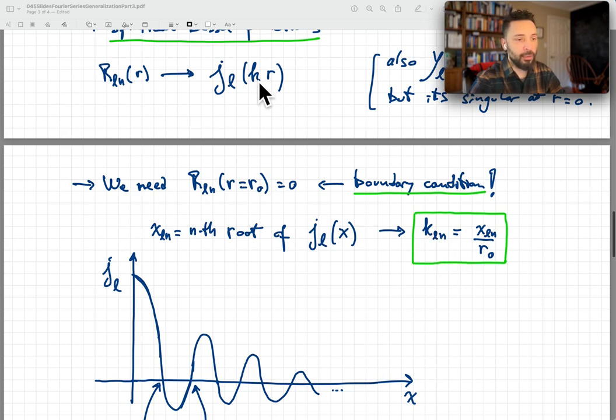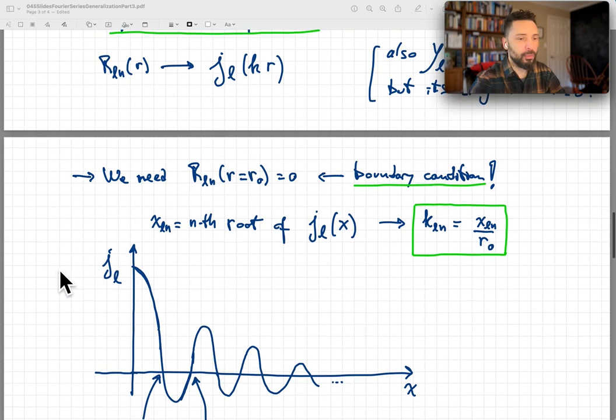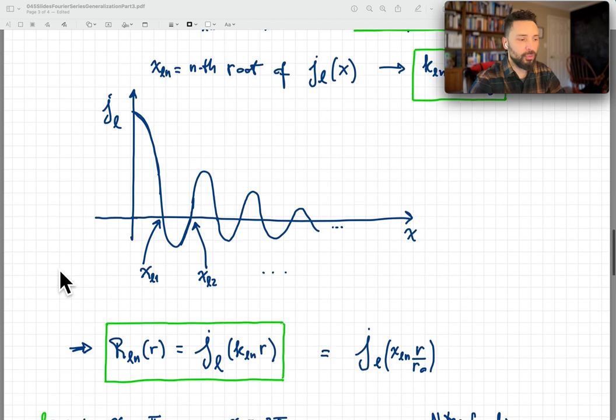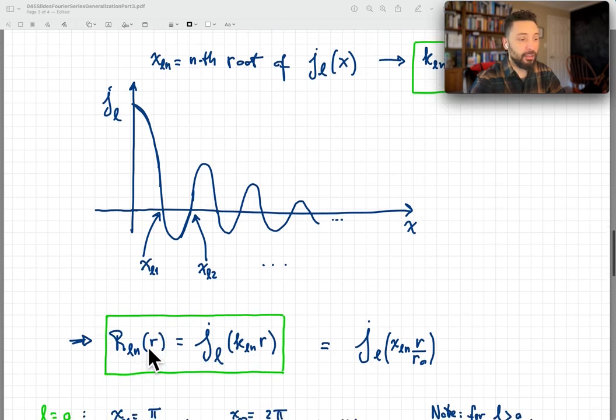So this variable k, which again comes from the eigenvalue, is going to have two indices now, k_ln, depending on which l we're talking about, which root we're talking about. And that's given by x_ln divided by r0. And so we'll see how that plays out, because our final solution for R_ln of r will be j_l of k_ln times r.